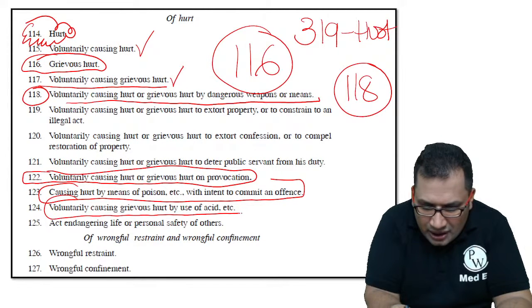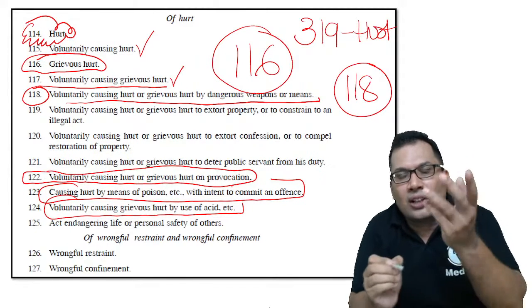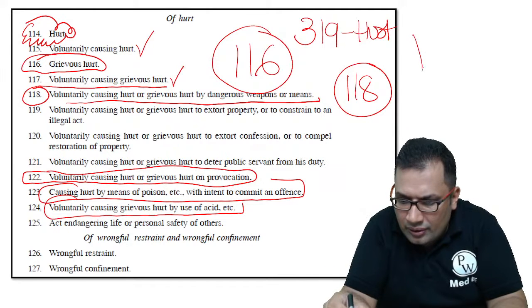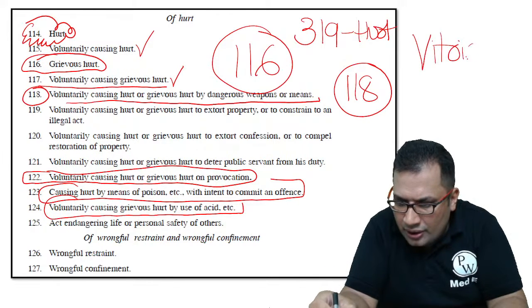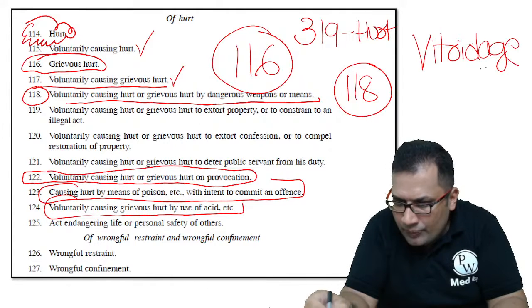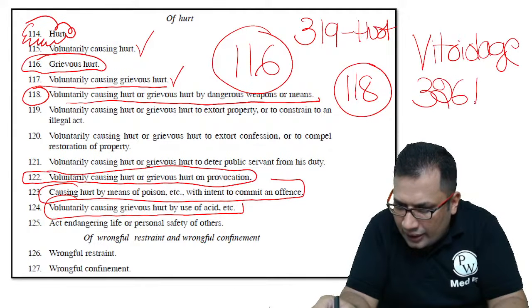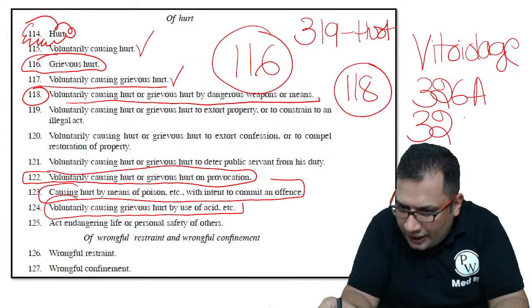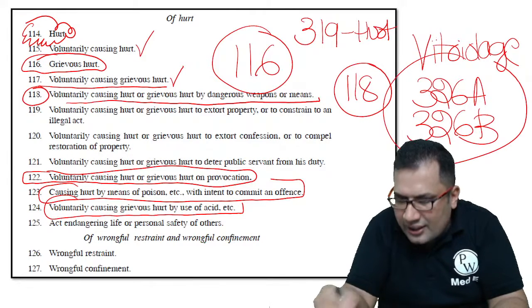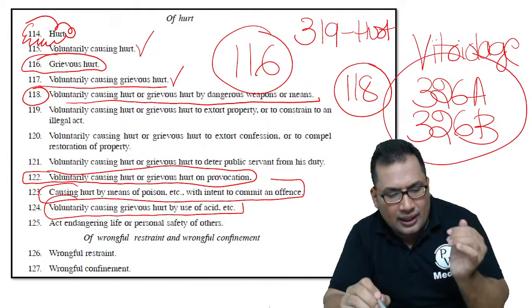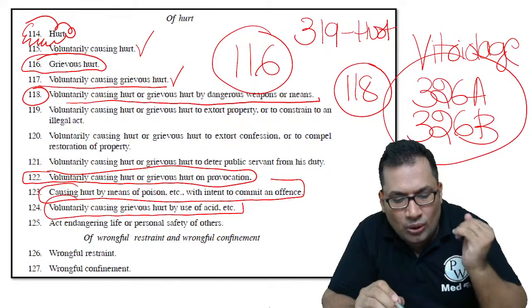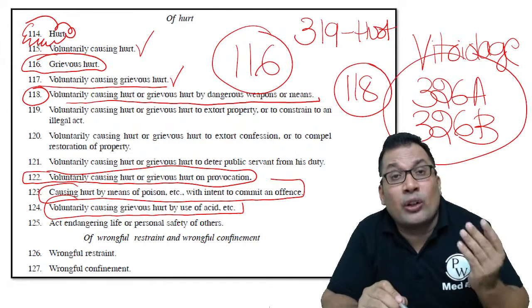Voluntarily causing grievous hurt by use of acid, what is that known as? Vitriolage. Previously we used to study 326A, 326B. Now it is under a single umbrella. What is that? 124. 124, that is related to vitriolage.